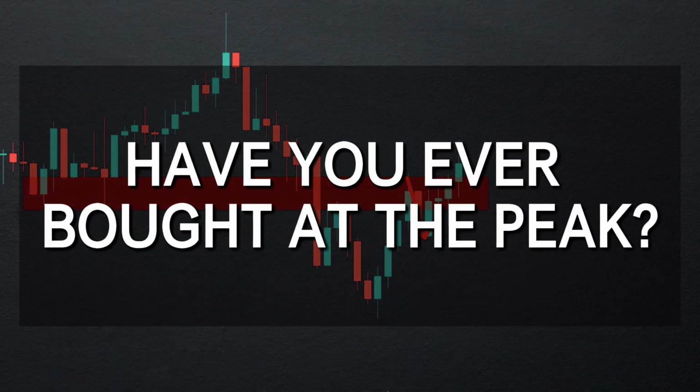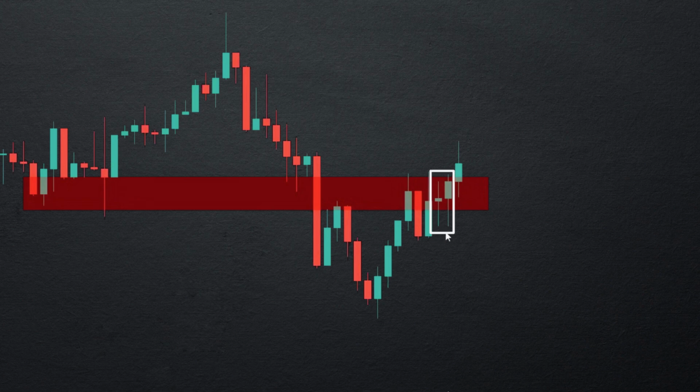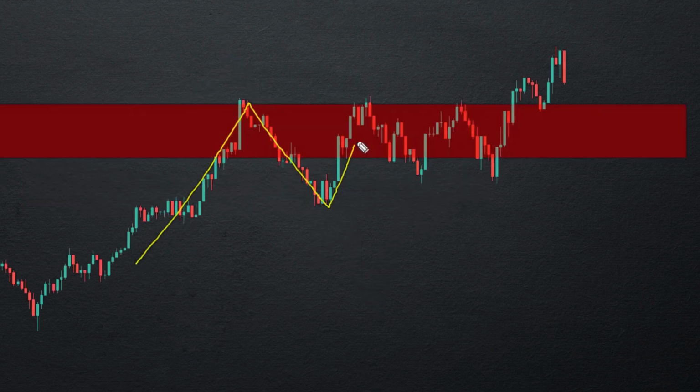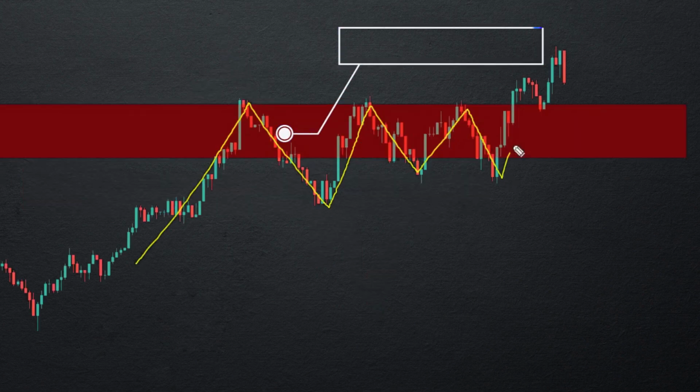Have you ever bought an asset right at the absolute peak? You know the feeling, right? You hit buy, you're feeling great, and then immediately, bam, the market crashes, leaving you completely trapped right at the top. It is absolutely the worst feeling, especially for a new trader. But here's the thing, the market actually leaves clues. Okay, let's dive into this and figure out how to stop buying right before the drop.